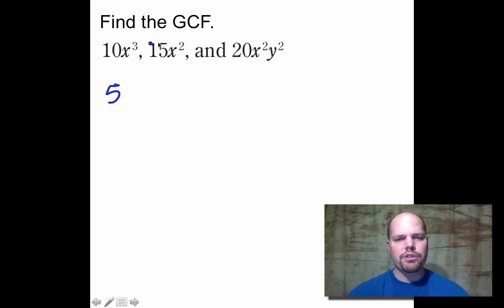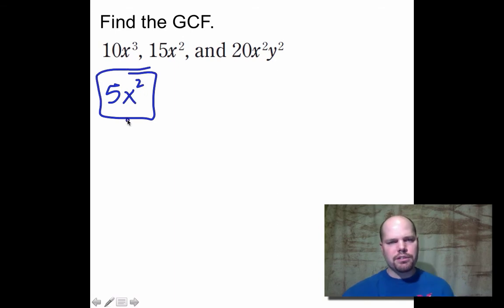All right, so we have x cubed, we have x squared, and we have x squared. So the greatest in common between all of them would be x squared. Okay, and then we go to y, but only one of them has a y squared. These others don't even have y's, so there are no y's in common. So just 5x squared would be the GCF of those three terms.